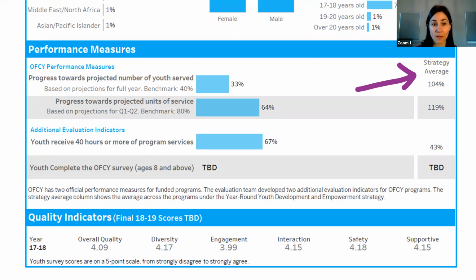We have also included placeholders for the percentage of youth aged 8 and above who complete a program survey. For each of these performance measures and evaluation indicators, we also have a strategy level average so that you can see how your program lines up with similar programs. And finally, at the bottom, we have a placeholder for your program quality scores that will be calculated based on your participant surveys at the end of the year. This information will be included in your year-end program profile.